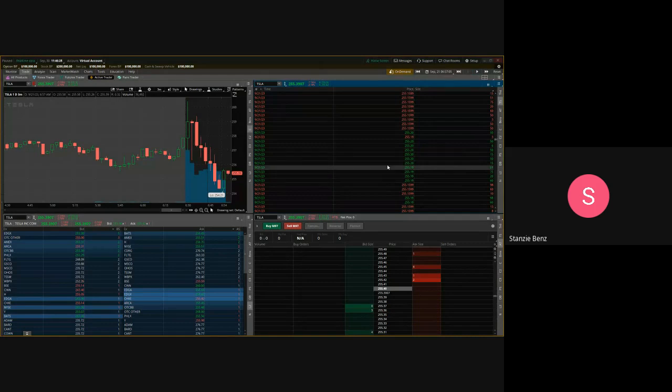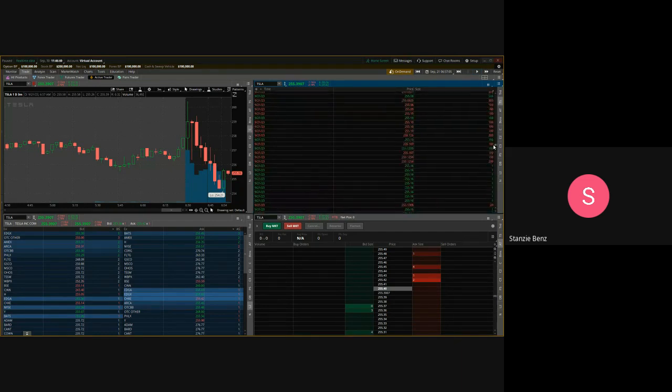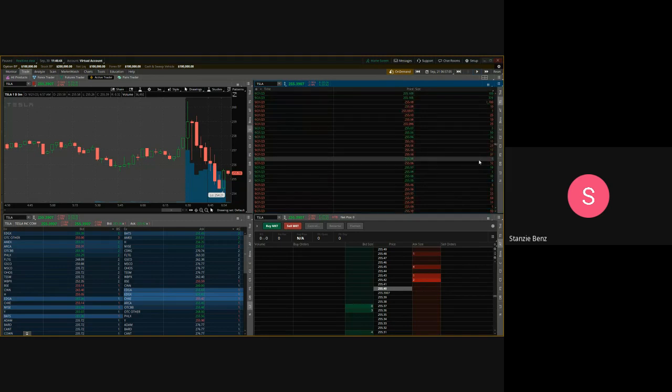I don't think that example is very useful, the live example at least, but I need to record something and show it to you guys. If you're watching that live and you have experience, you would be able to see that the tape was speeding up and you would see larger chunks of these big orders. This candle was about to close. That's when I noticed it.